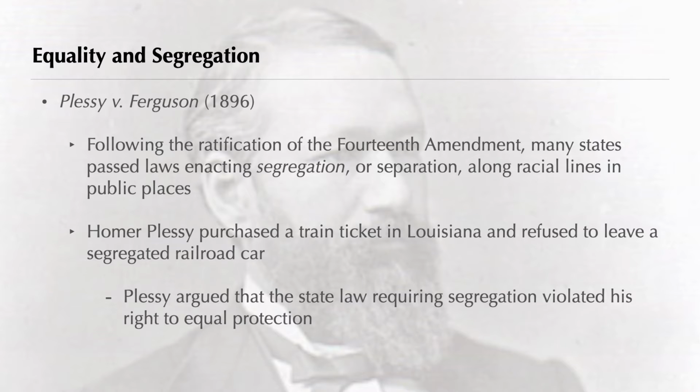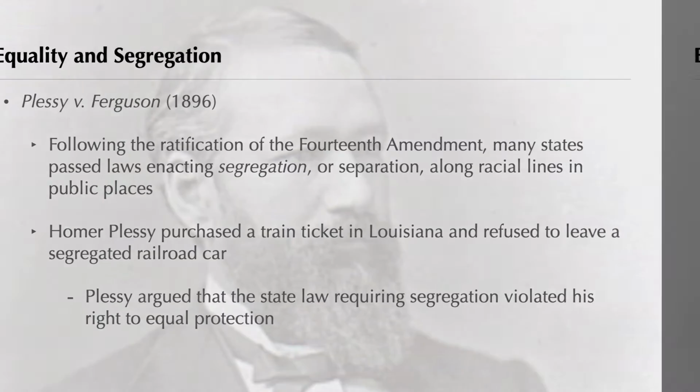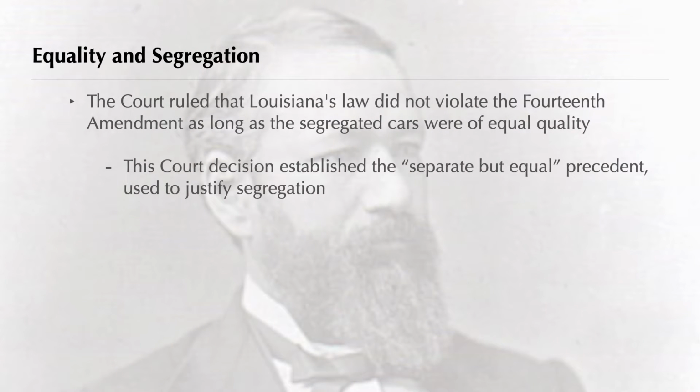The court faced this question in 1896 when it heard a Louisiana case involving Homer Plessy, a black man who had refused to leave a whites-only railroad car. Plessy argued that the Louisiana law requiring segregation violated his right to equal protection. In a famous decision, Plessy v. Ferguson, the court ruled that the Louisiana law did not violate the 14th Amendment, as long as the cars for blacks and for whites were of equal quality. For more than 50 years after the decision, this separate but equal standard was accepted as a justification for laws that segregated blacks from whites.